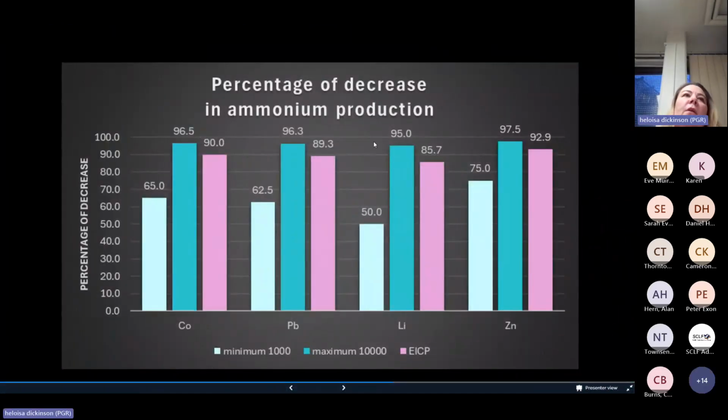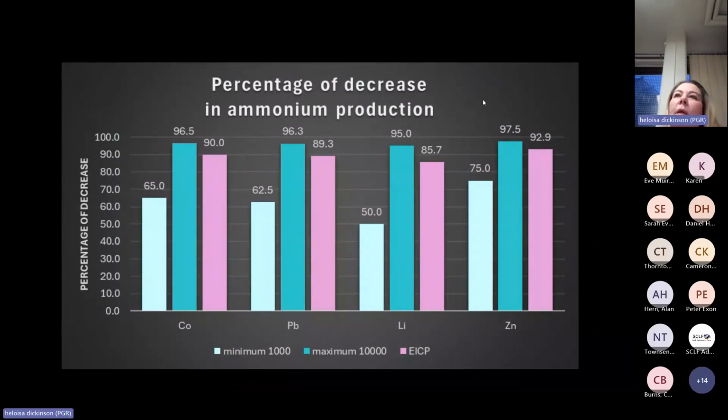This is the percentage of decrease in ammonium production, but here I'm comparing to the minimum and maximum found in the literature, 1,000 and 10,000, and the maximum that I got in my ESCP experiment, which is 3,500. So worst case scenario, we are decreasing the ammonium production by 50%, and best case, we are reducing over 90%.